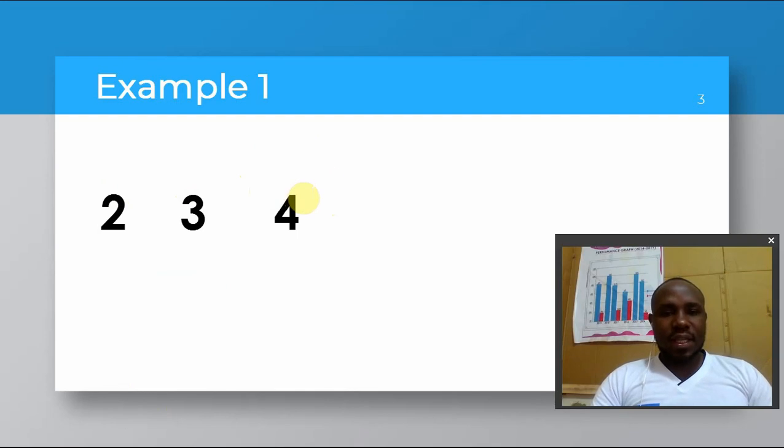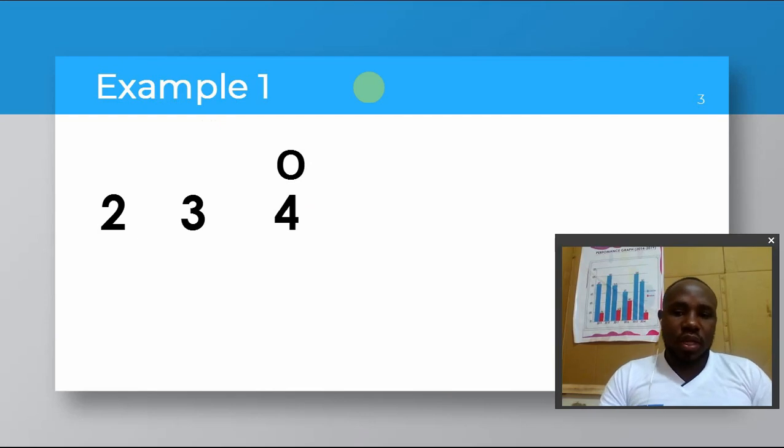The first digit on the right is called ones. We always put O simply because we are writing the first letter of the word ones.